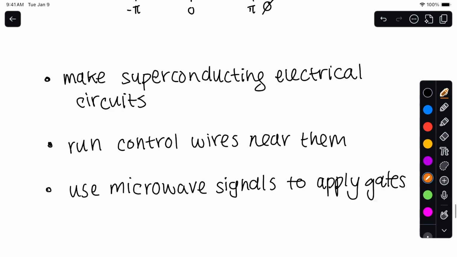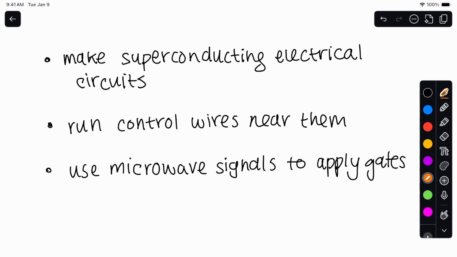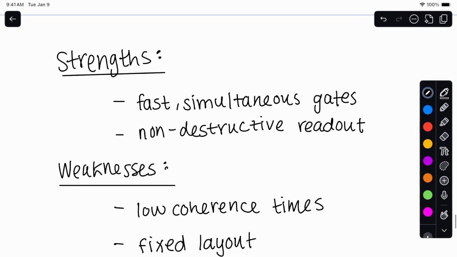So the idea is that we're going to make superconducting electrical circuits, we're going to run control wires next to them, and then we're going to use microwave signals to apply gates. So our qubits have a characteristic frequency in the gigahertz range, which corresponds to the microwave regime. Some strengths of superconducting qubits: we can do fast simultaneous gates, so you can apply gates to all qubits at once. And then we also have non-destructive readout.